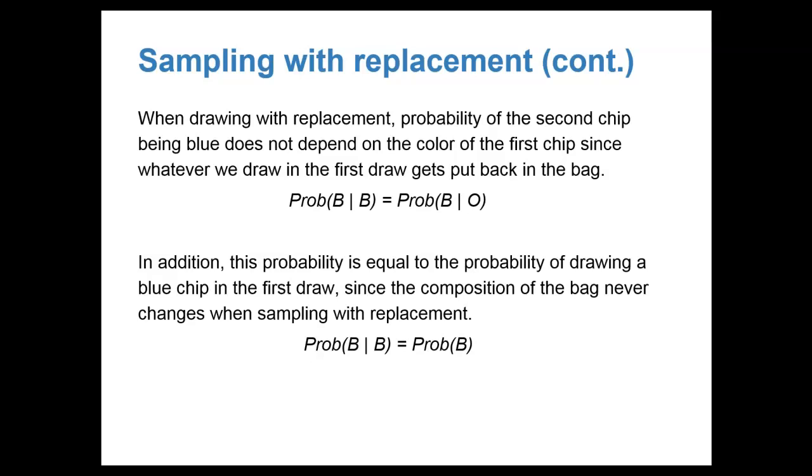In addition, this probability is equal to the probability of drawing a blue chip in the first drawing, since the composition of the bag never changes when sampling with replacement. In other words, the conditional probability of the second chip drawn being blue, given that the first chip drawn was blue, is exactly the same as the probability of just drawing a blue chip out of the bag for the first drawing. When drawing with replacement, the draws are independent.